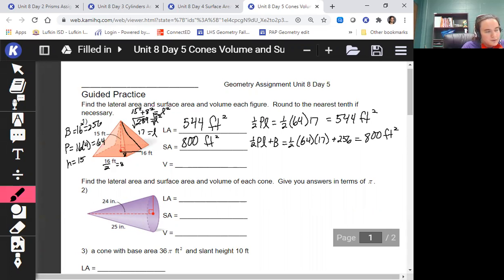And then our formula for volume of a pyramid was the area of our base times our height divided by 3. So the area of our base was 256 times our height, which is 15, divided by 3. And that equals 1,280 feet cubed.